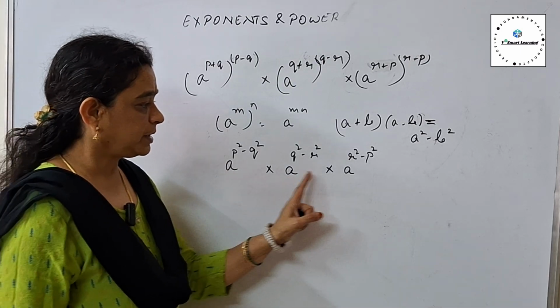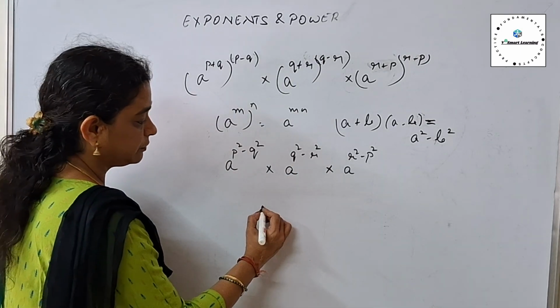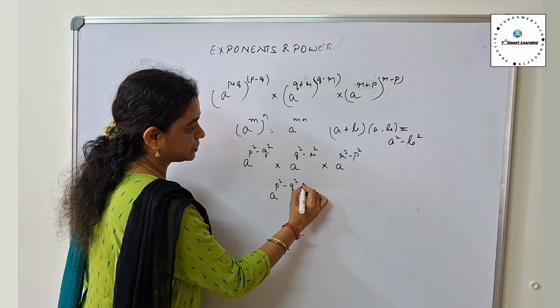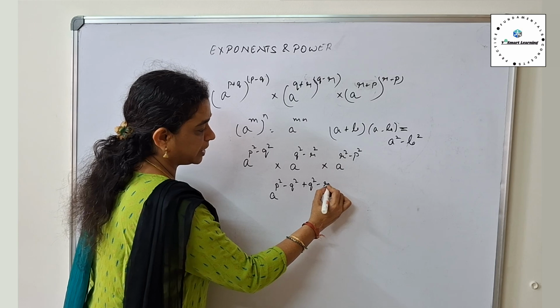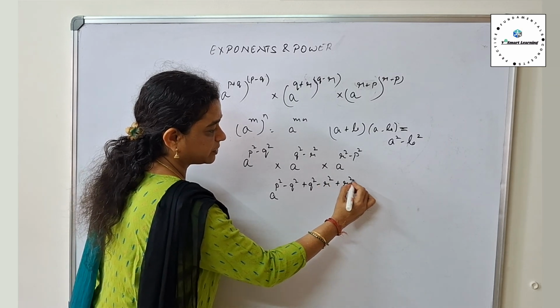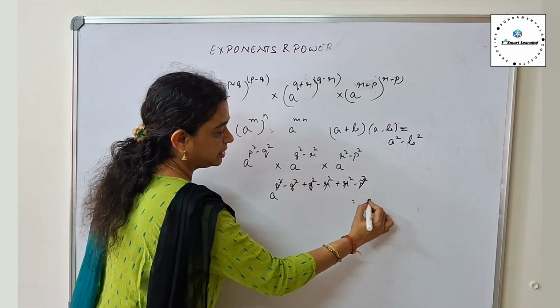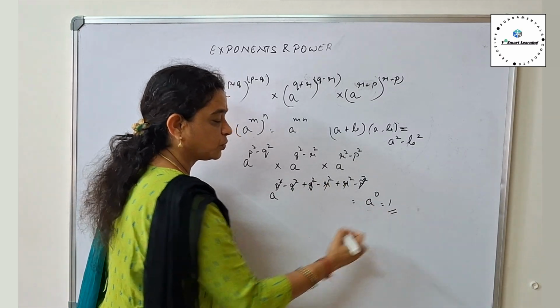Now you see all of them are the same base. So we will apply the first rule. So p squared minus q squared plus q squared minus r squared plus r squared minus p squared. So you see all this will get cancelled. You get a power 0, that is 1.